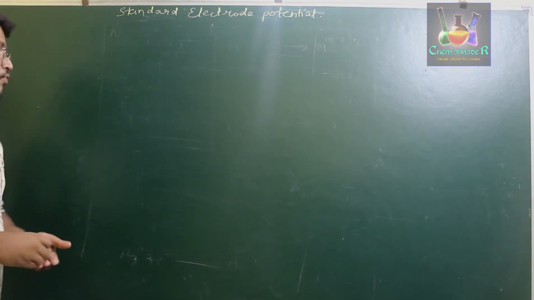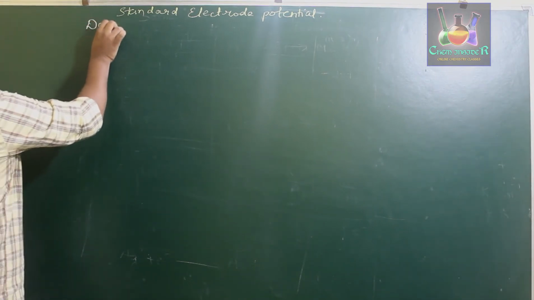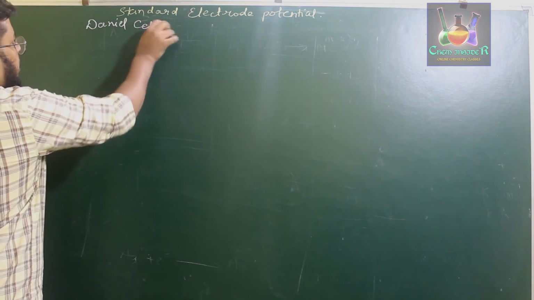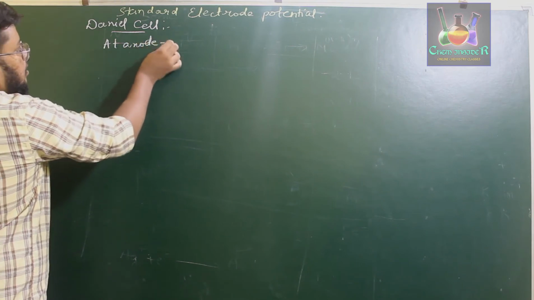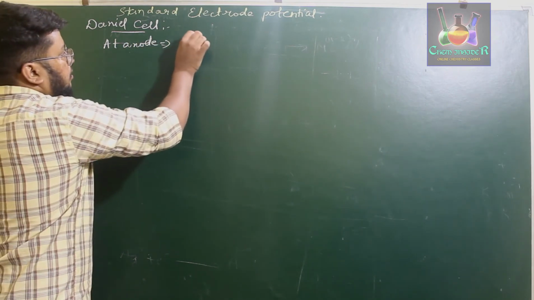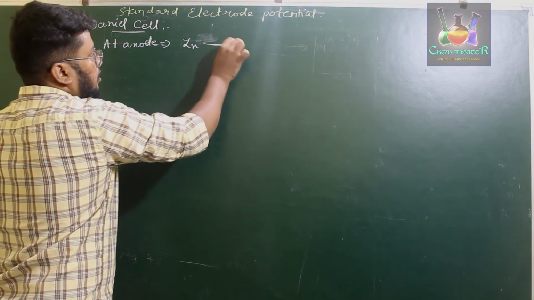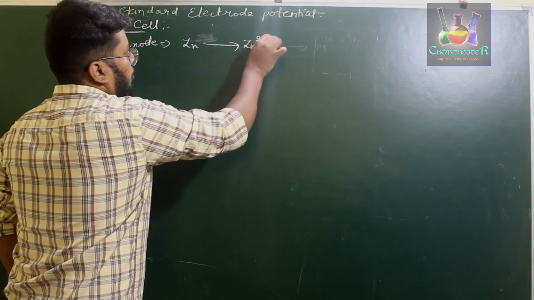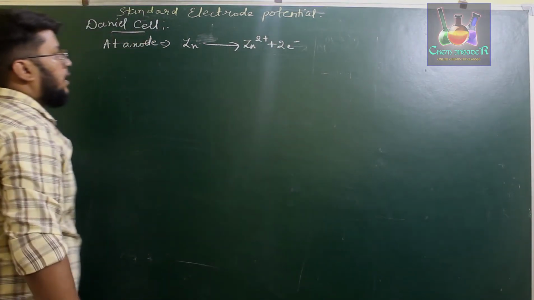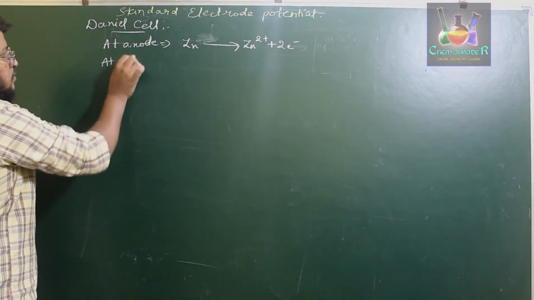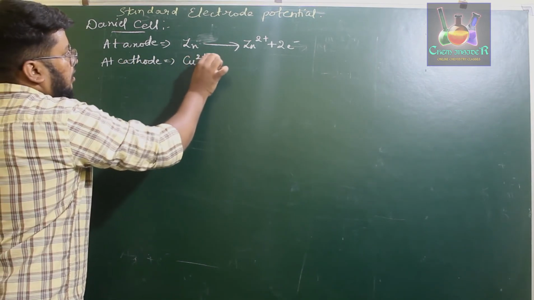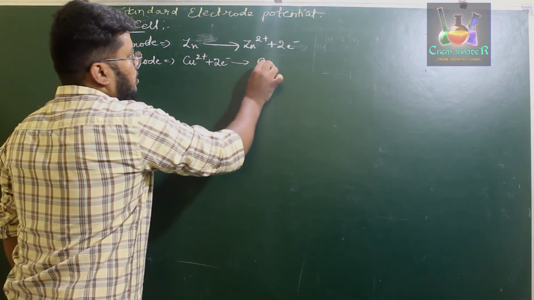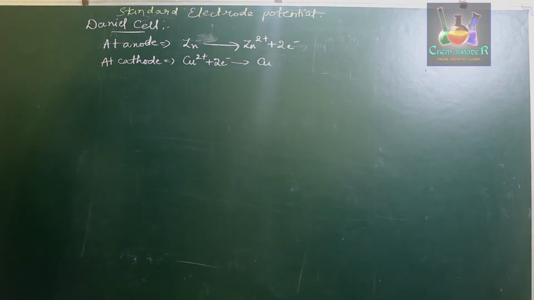So if you consider a Daniell cell, we have the cell reaction. That is the half cell reaction at anode, that is Zn losing electrons to form Zn2+ and 2 electrons, right? At cathode, we have Cu2+ gaining those 2 electrons to form Cu. This is what we know from the Daniell cell half cell reactions.